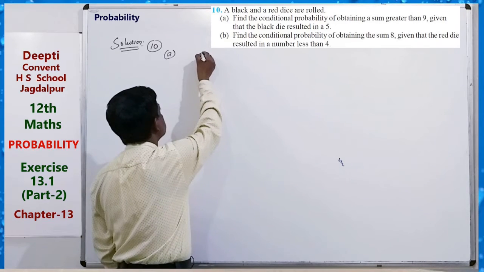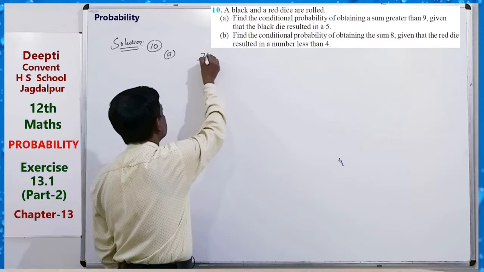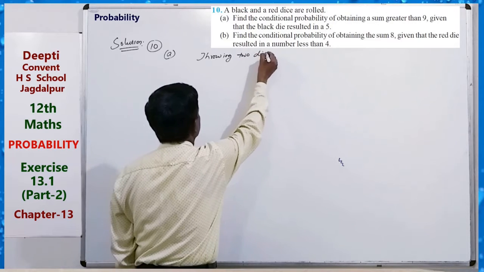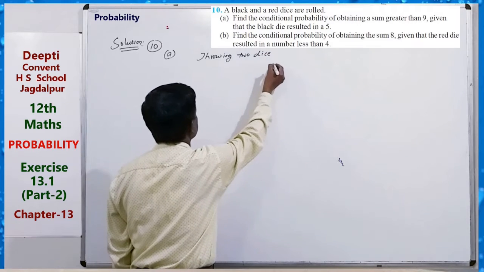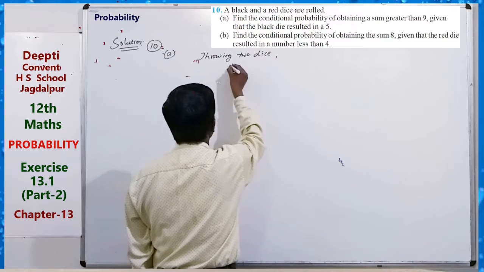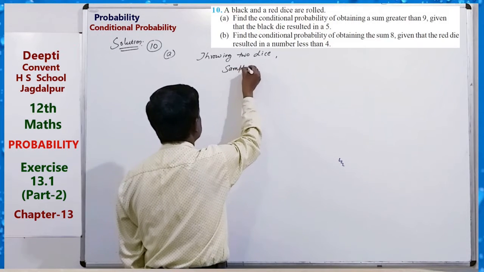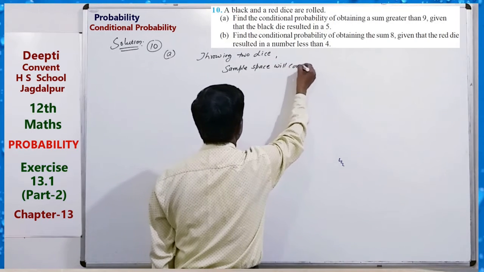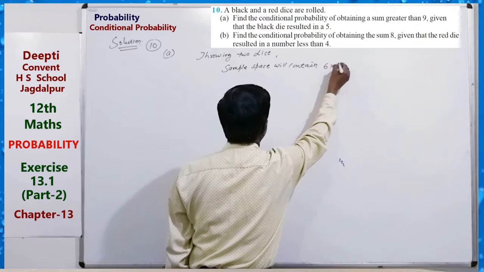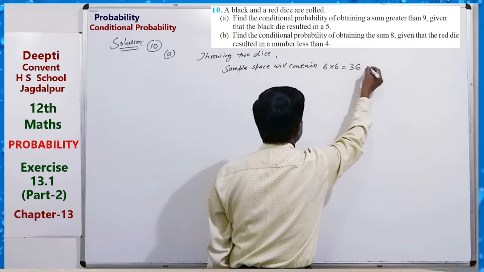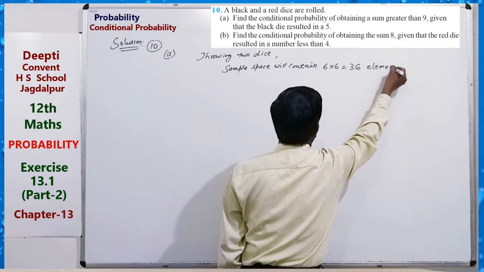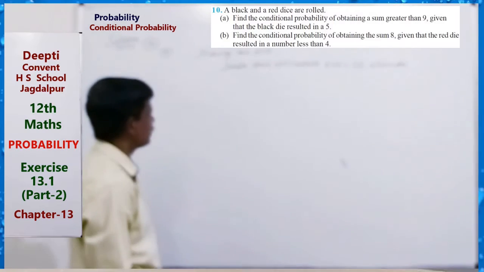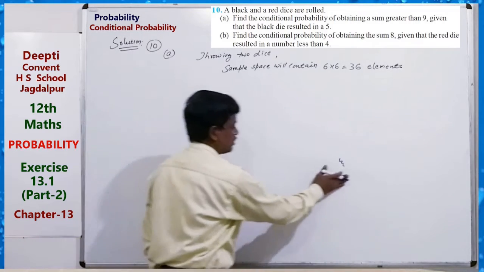Here the sample space of throwing two dice will contain 6 into 6 equals 36 elements. How many elements? 36 elements. Now for the first part, what do we do?